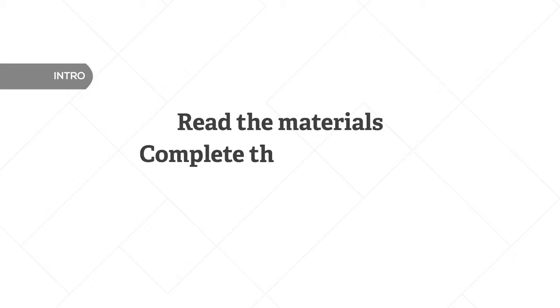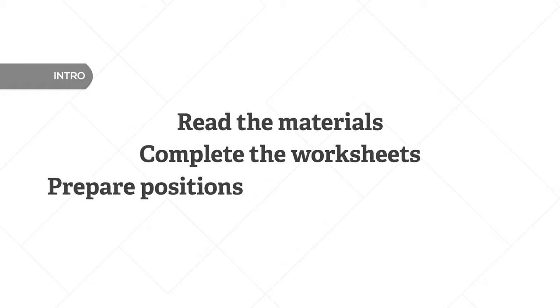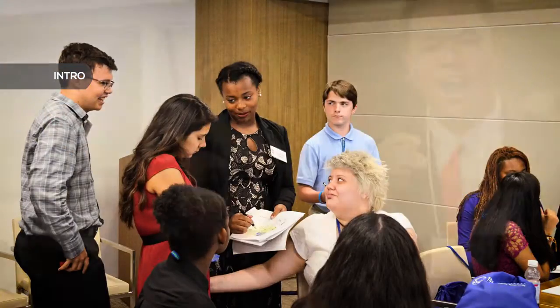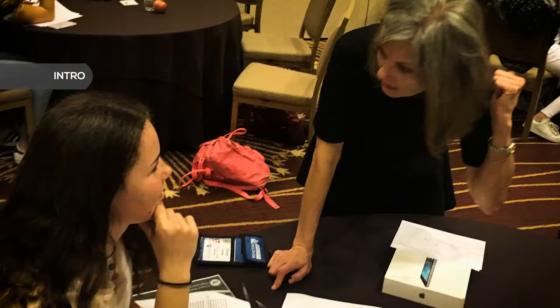Before the first formal session begins, have students read the materials, complete the worksheets, and prepare their positions and opening statements. If you have assigned some parts of the simulation in advance, have students share what they have done with the other members of their team as a review. Tell the students that in addition to the possible actions listed, they are welcome to come up with their own creative solutions to help resolve the problem.